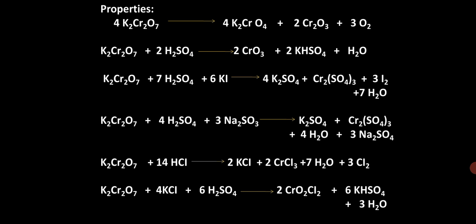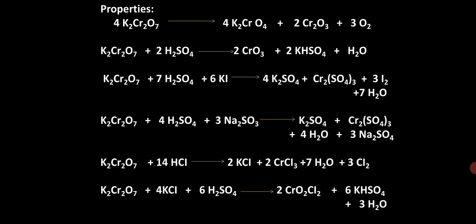Chromyl chloride vapors, when passed through water, give a yellow solution due to the formation of chromic acid, H2CrO4. Now chromic acid reacts with lead acetate to form lead chromate and acetic acid. It is a test used for the detection of chloride ions, Cl minus. Again I repeat, the chromyl chloride you got is orange red vapors.